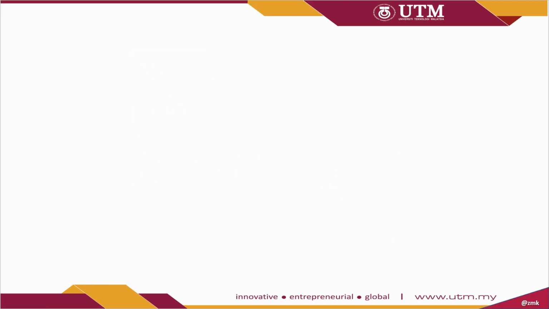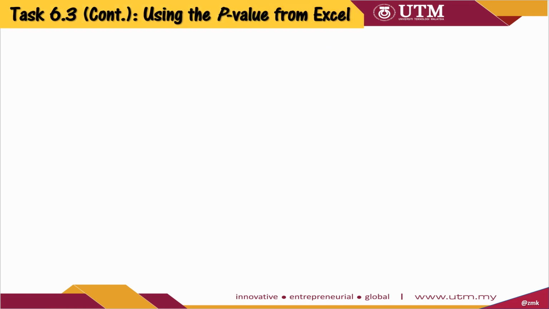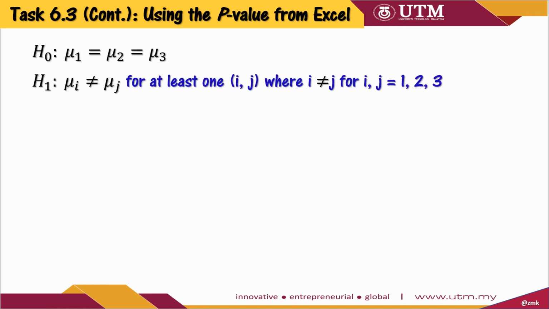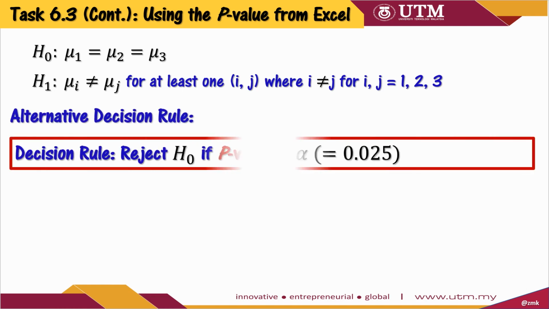Back to task 6.3, you can use the p-value from the Excel output to make a statistical decision. Nonetheless, you still need to write down the null and alternative hypothesis statements, which are the same as before. But the way you write the decision rule is now changed, where you will reject the null hypothesis H0 if the p-value is smaller than the level of significance alpha, which is equal to 0.025 in this task 6.3.